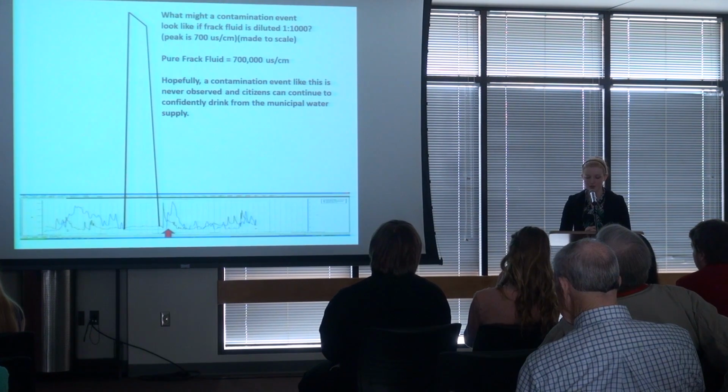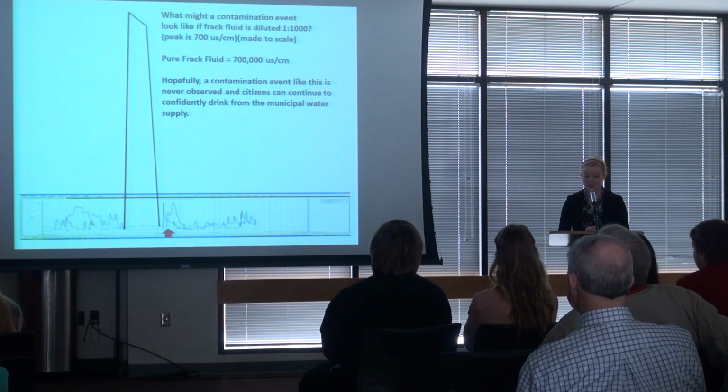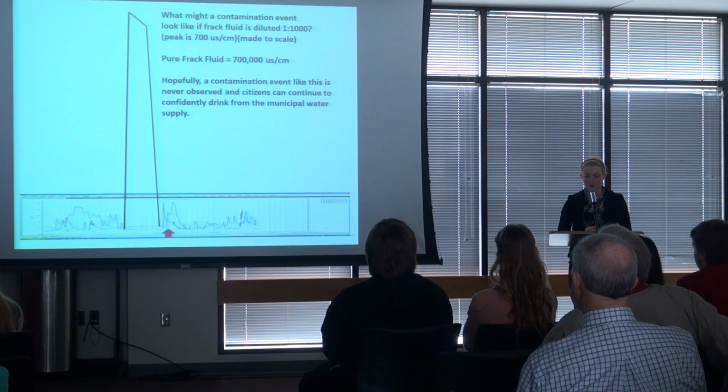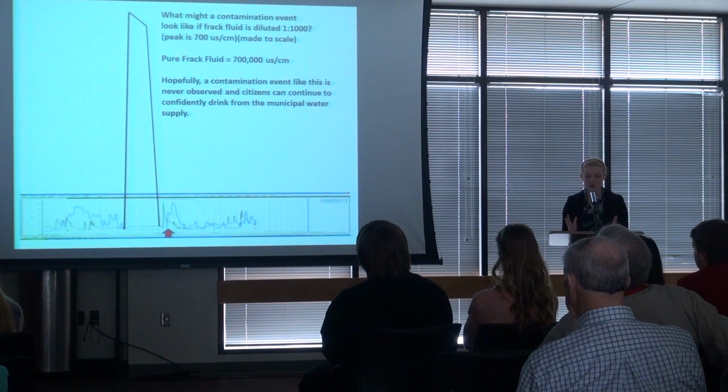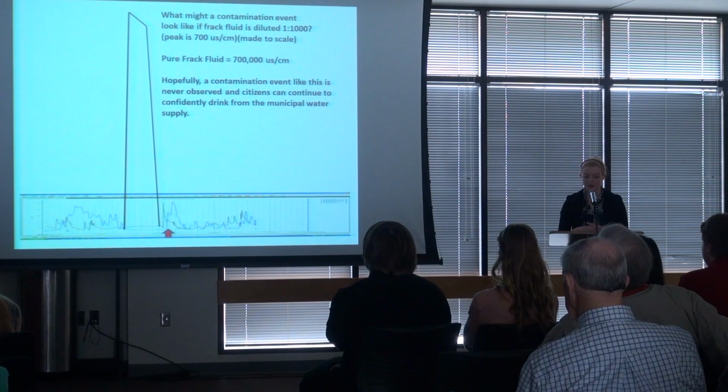The final slide here shows what a contamination event might look like. We would expect to see a large spike in conductivity, perhaps increasing to 15 times more than the natural levels if diluted to 1 to 1,000. This highly diluted frac fluid still towers over even the most significant road salt runoff of this past season. The duration might be much longer than what is shown here.